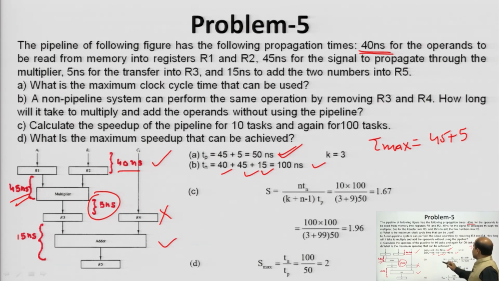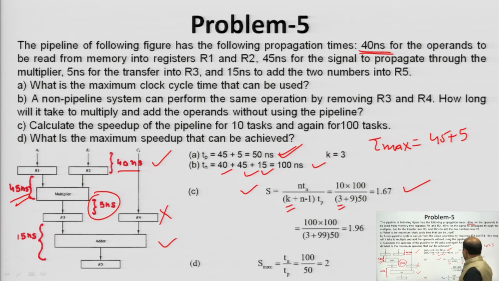It is very simple. You simply put these values into this particular speed up factor formula, that is n Tn upon k plus n minus 1 times Tp. So, it comes as 1.67, because there are 3 stages. You can observe in this particular figure there are 3 stages working in parallel. So, that is why the k value here is used as 3.